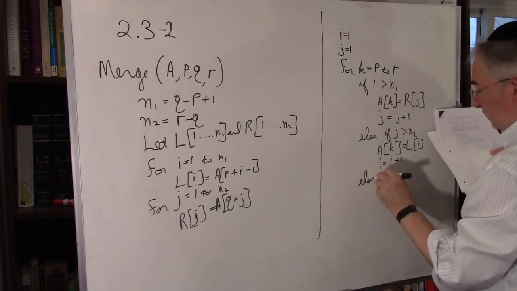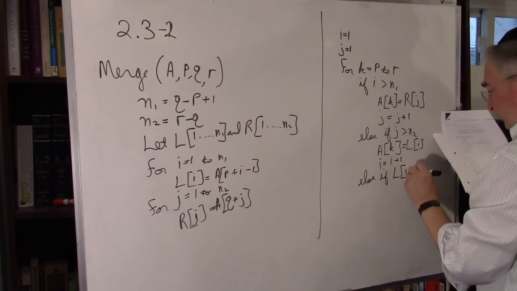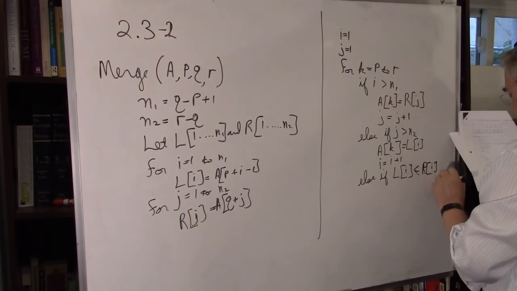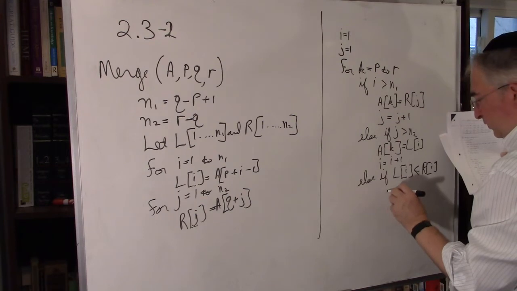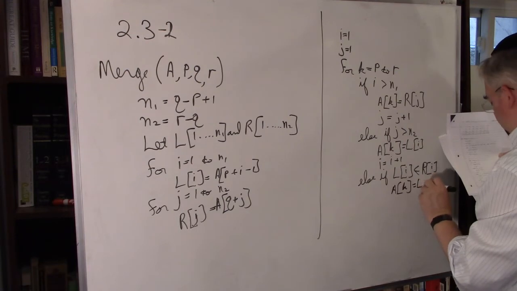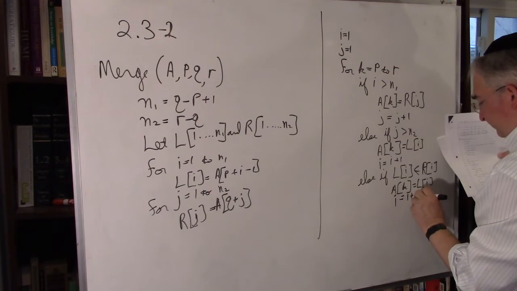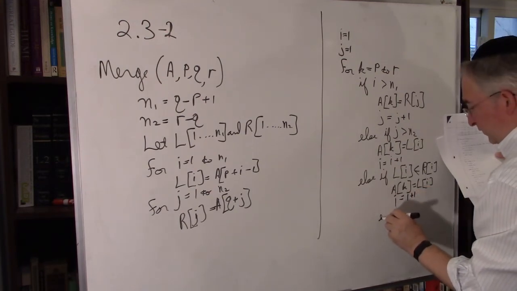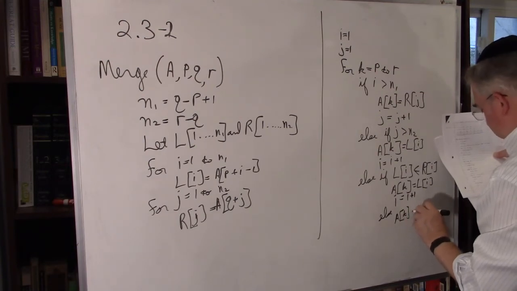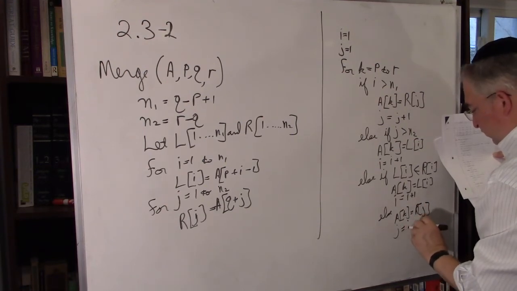Else, if L of I is less than or equal to R of J, A of K equals L of I, I equals I plus 1. Else, A of K equals R of J, J equals J plus 1.